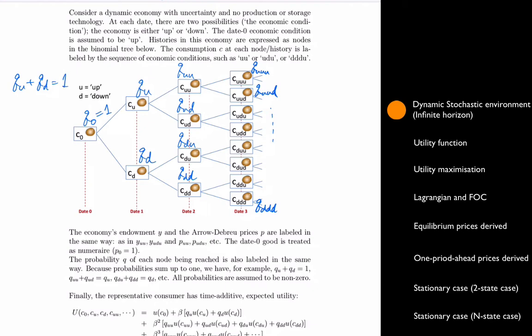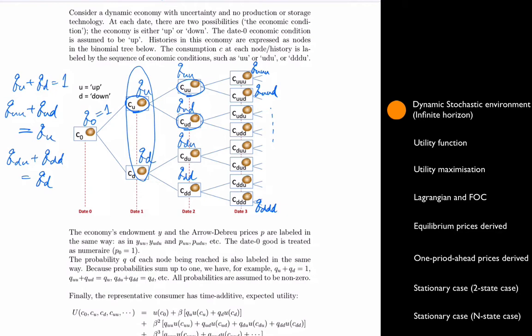QUU is the probability that this particular node is reached. QUD is the probability that node UD is reached. So if we sum them up, that is equal to the probability that this node U is reached, so that's equal to QU. And similarly, QDU plus QDD is equal to QD. Basically, there are only two possibilities for date 1. If we sum up these two probabilities, that's equal to 1.